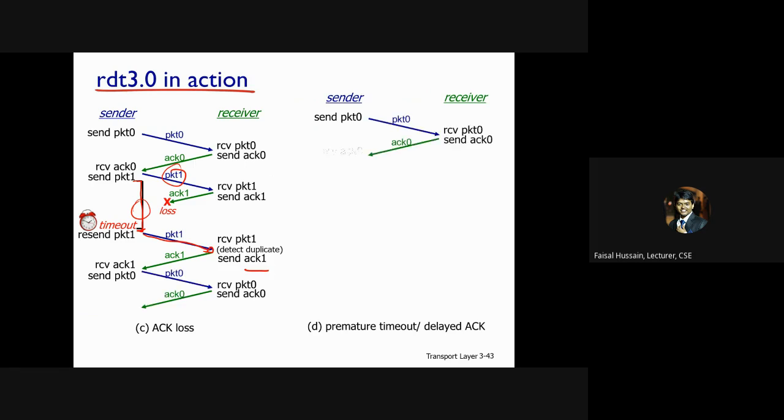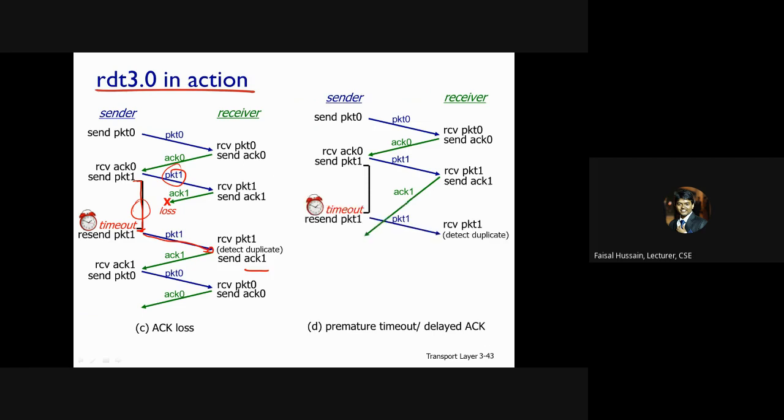Again, here we will assume that a premature timeout occurred. That means the packet was received normally, and the receiver also sent out the acknowledgement, but before the acknowledgement even reached the sender, the timeout occurred. So there is a premature timeout. In that case also, the sender will assume that the packet was lost, and it will retransmit again.